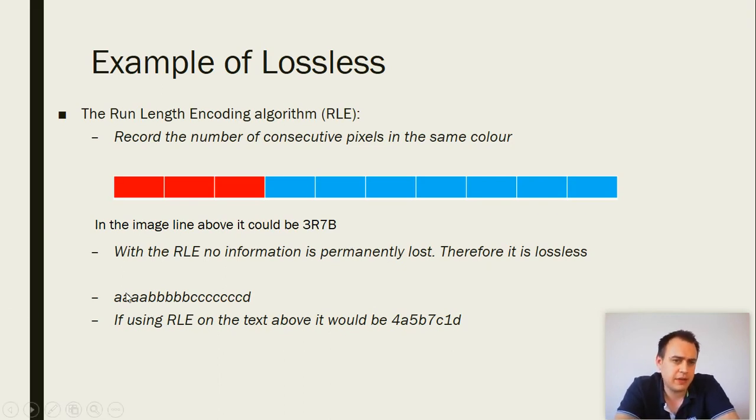Another example is here with characters in a string. You've got 4 A's, 5 B's, 7 C's, and 1 D here. So what you do is you just say 4A, 5B, 7C, 1D. Now let's have a look at another example.